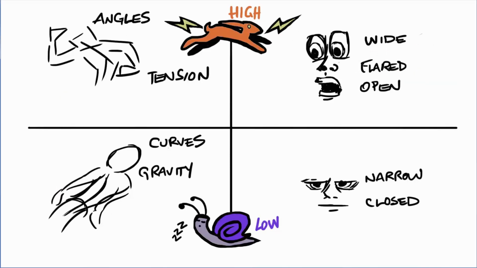Looking at energy levels, on low energy poses, we're going to see curving lines of action. Gravity is going to seem to have a bigger effect on the character. The eyes might be narrowed more often, or the mouth closed. High energy states, we're going to see angular lines of action in the body, tension and energy. We're going to see wide eyes, flared nostrils, maybe even open mouths.